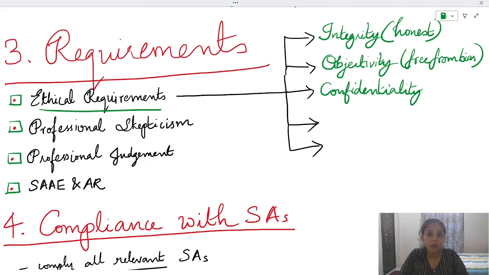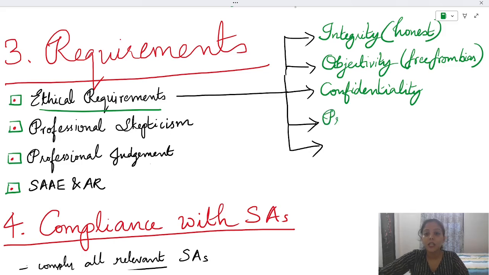You should not disclose to anyone. You should keep it confidential at all times. So confidentiality shall be exercised. The engagement that you have worked may have been over by now, but still you should not disclose the information that you knew earlier, unless it is required by law or regulation. That is what being confidential means. So integrity should be maintained, objectivity should be maintained, confidentiality should be maintained.